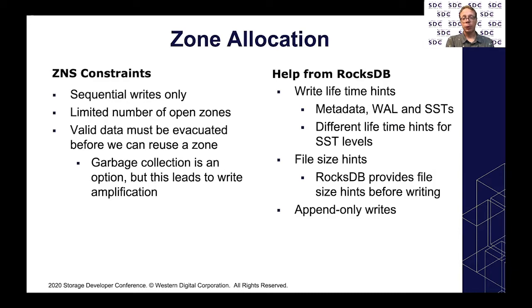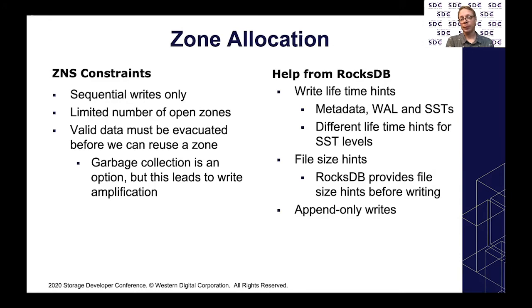So we have those constraints to work with, but we also get some help from RocksDB. And the biggest help we get is write lifetime hints. So RocksDB provides separation of these different file types and the expected lifetime in relation to each other. So we can separate metadata, write-ahead log and SSTs, and we get different lifetime hints for the SST levels. That's great for being able to collocate data of the same lifetime.